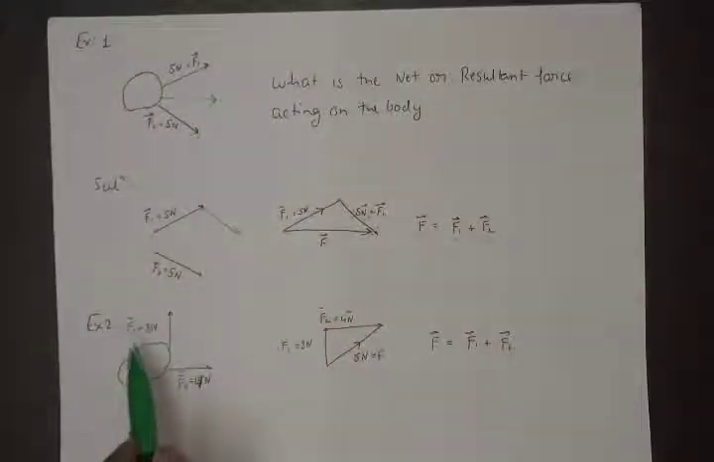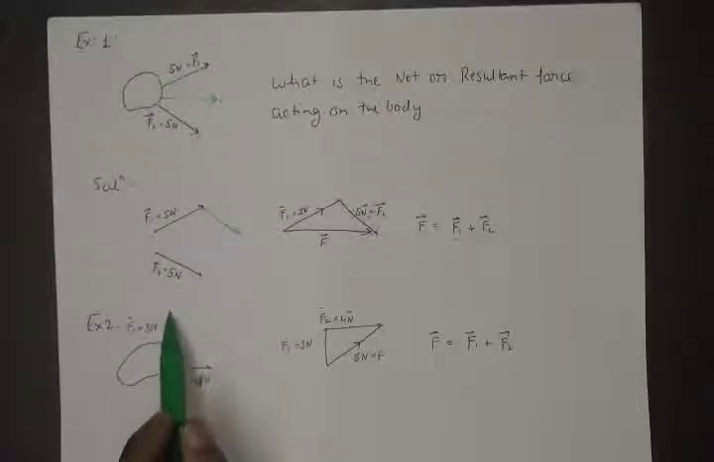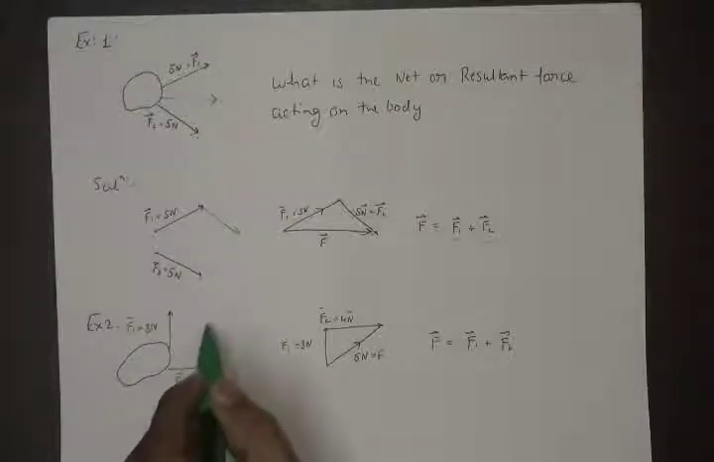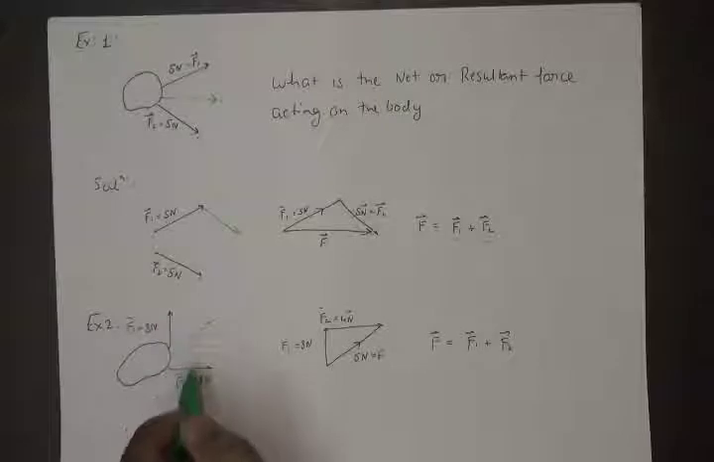Similarly, let us say on this body a force of 3 Newton acts in this direction and a force of 4 Newton acts in this direction. From our hunch, again the block might move in this direction, intermediate between these two forces. Let us see what is the resultant of these two forces.